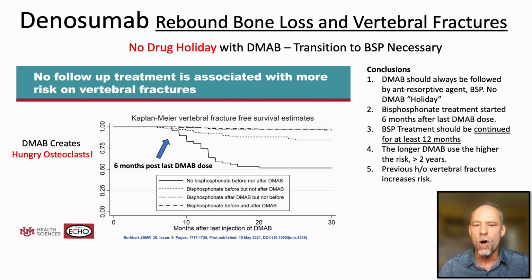Conclusions. DMAB should always be followed by an anti-resorptive. There's no holiday. Bisphosphonate treatment should be started 6 months after the last DMAB. BSPs could be discontinued at 12 months if the CTX looks good and you follow them carefully. The longer the DMAB is used, the higher the risk. So if a person's been on it for a year or two, the risk is very high. And if they've had a previous history of vertebral fractures, that really increases the risk, and they've already shown that they've had some issues with the strength of their spine. If you stop the denosumab without further treatment, they may be at big risk for trouble there.